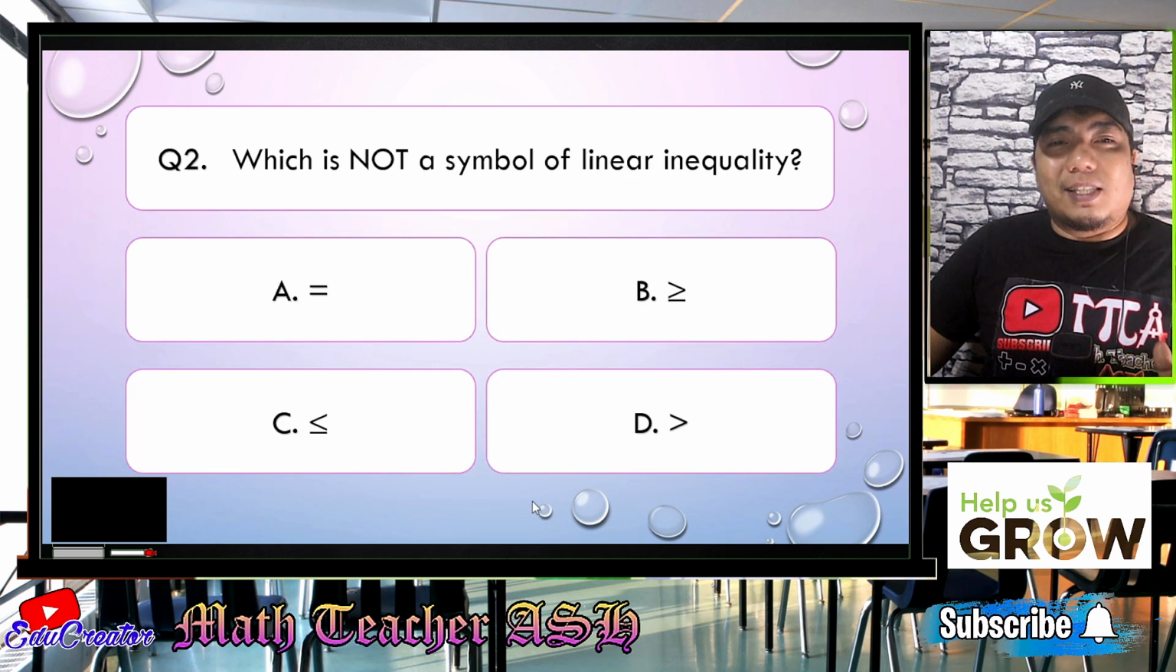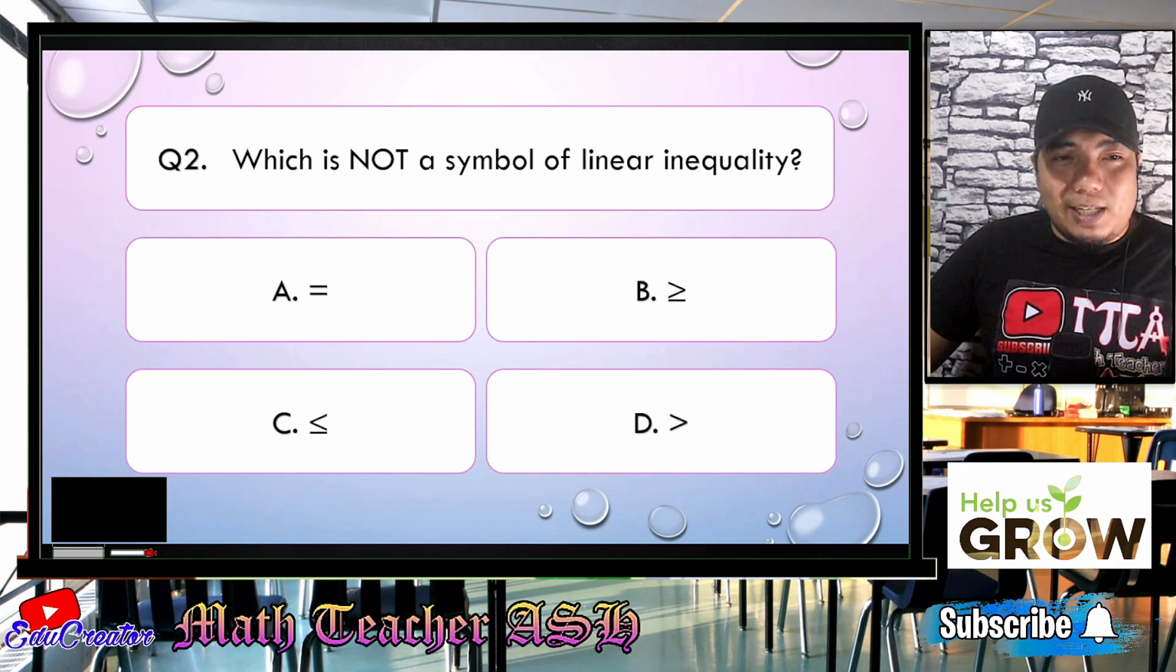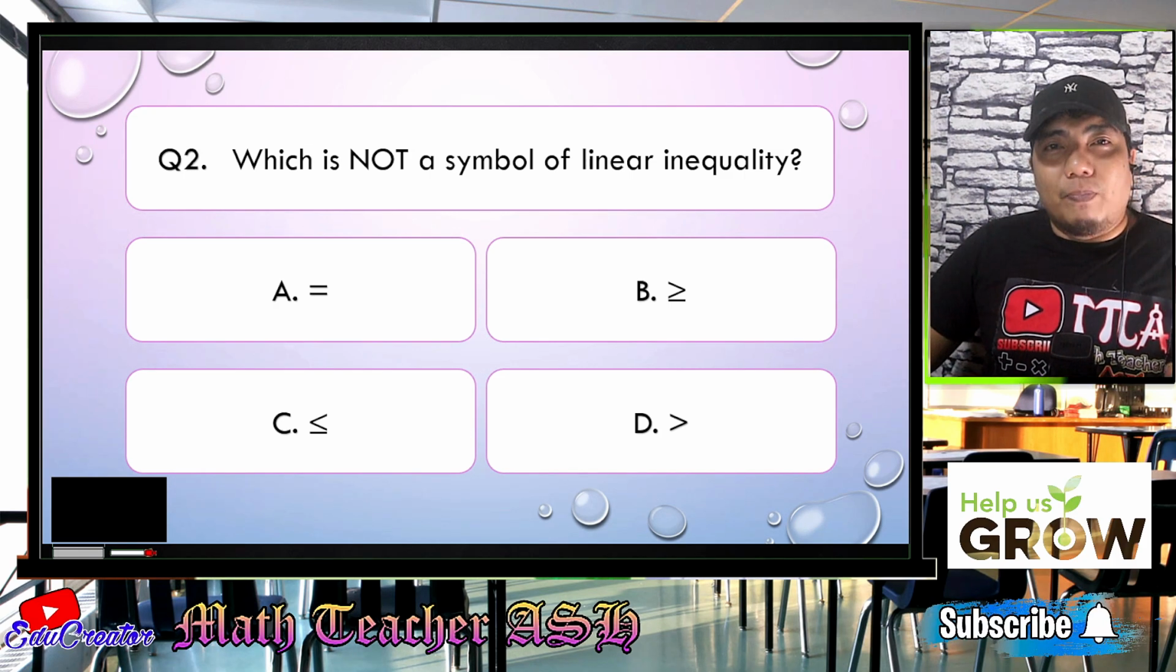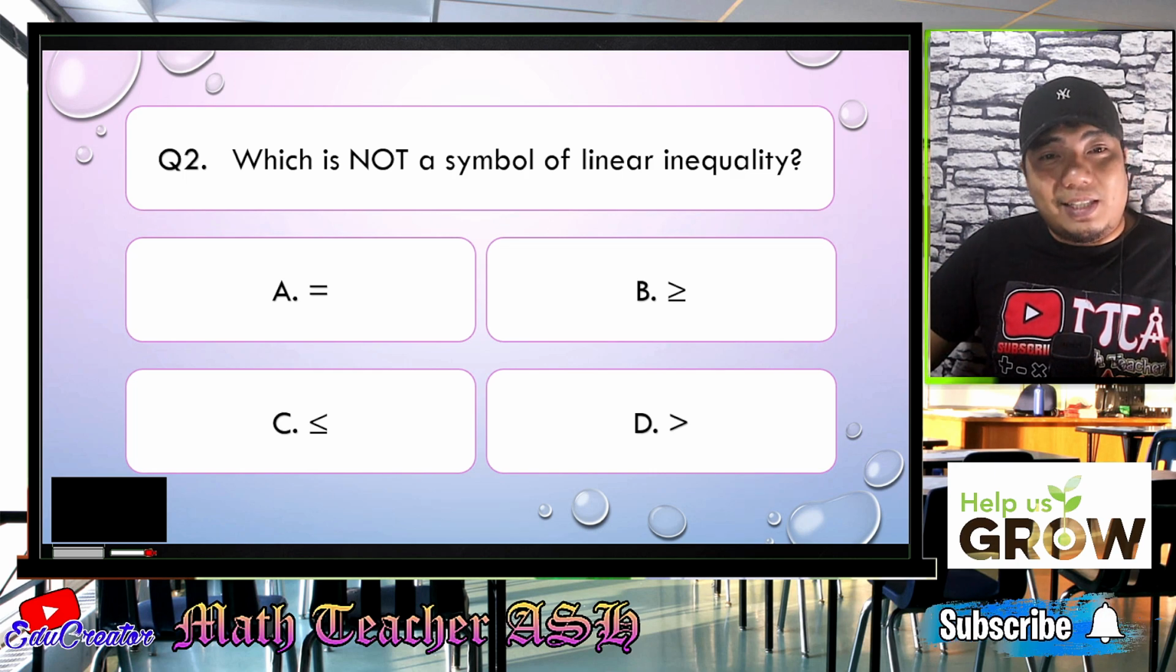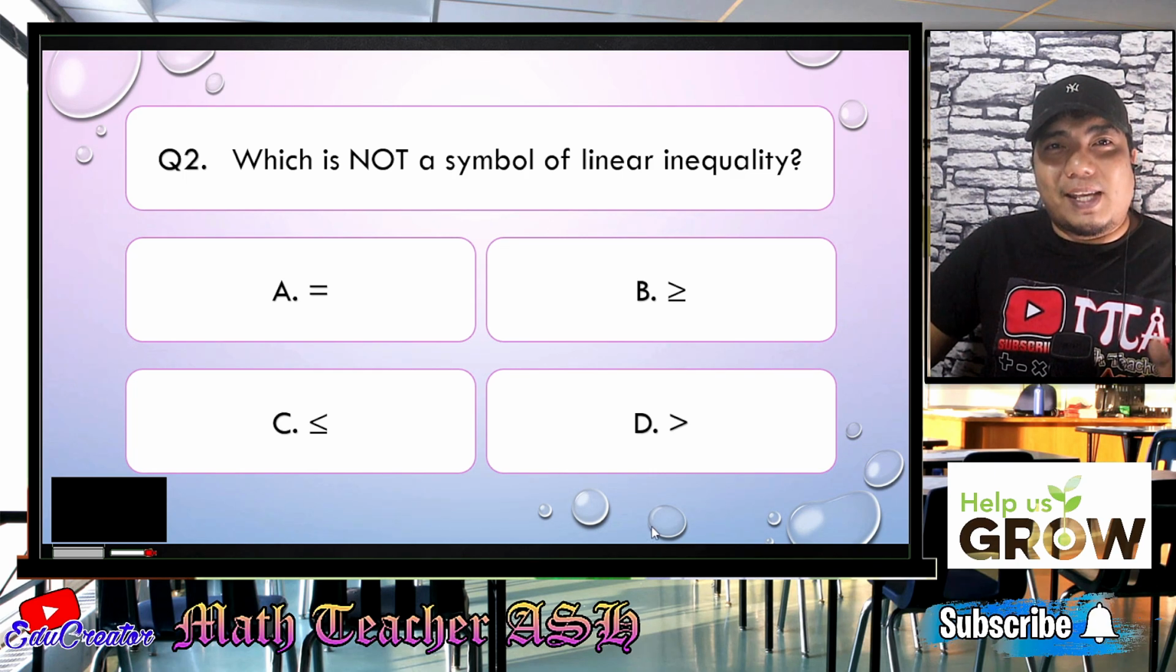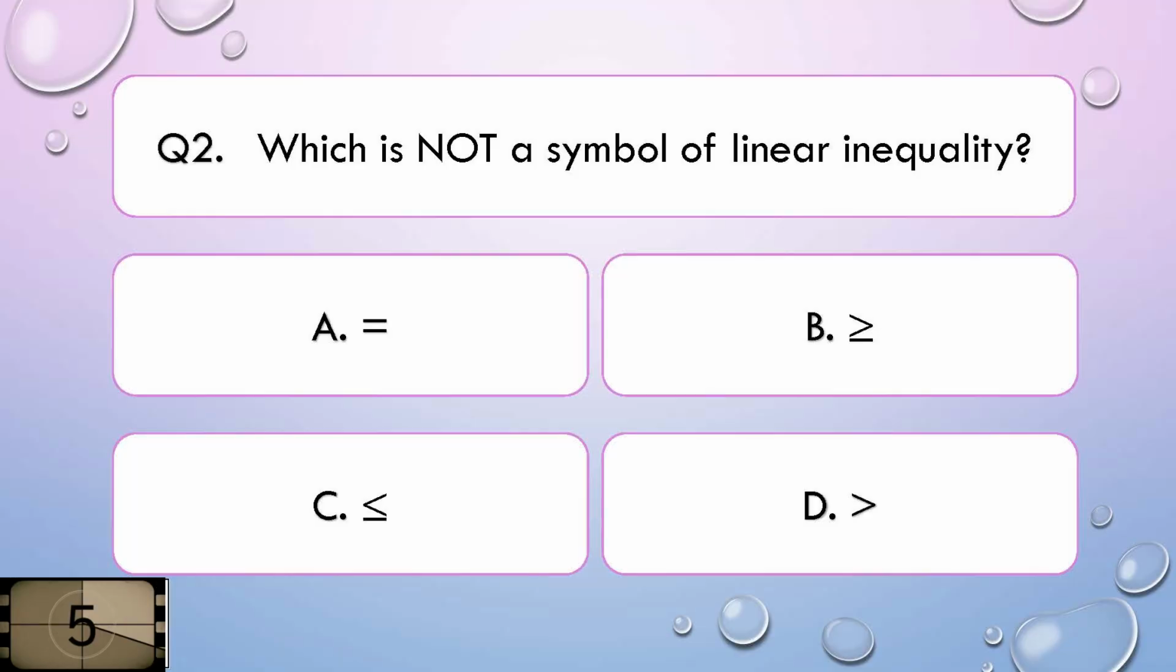Which is not a symbol of linear inequality? Is it A, equals, B, greater than or equal to, C, less than or equal to, or letter D, less than? I'll give you 5 seconds to think about your answer.